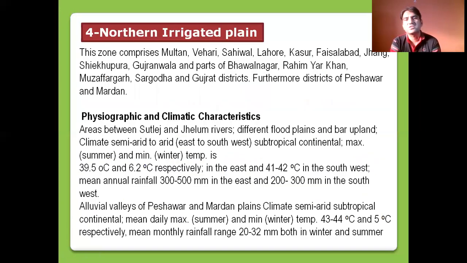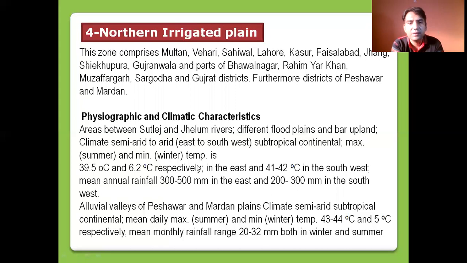This zone comprises Multan, Vehari, Sahiwal, Lahore, Kasur, Faisalabad, Sheikhupura, Gujranwala, parts of Bahawalnagar, Rahim Yar Khan, Muzaffargarh, Sargodha, and Gujarat districts. So this is the upper part of the upper Indus Plain of Pakistan, where the agriculture is being stabilized with the help of irrigation water. Physiographic and climatic character: the area between the Sutlej and Jhelum rivers, with different floodplains and bar upland. Climate is semi-arid to arid, as in most parts of Pakistan.